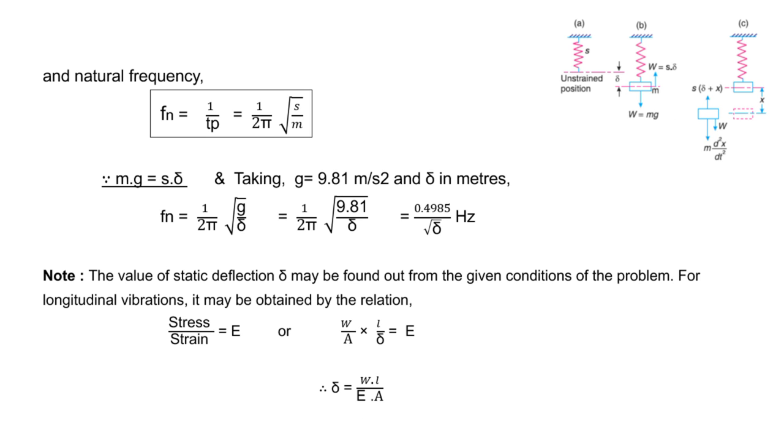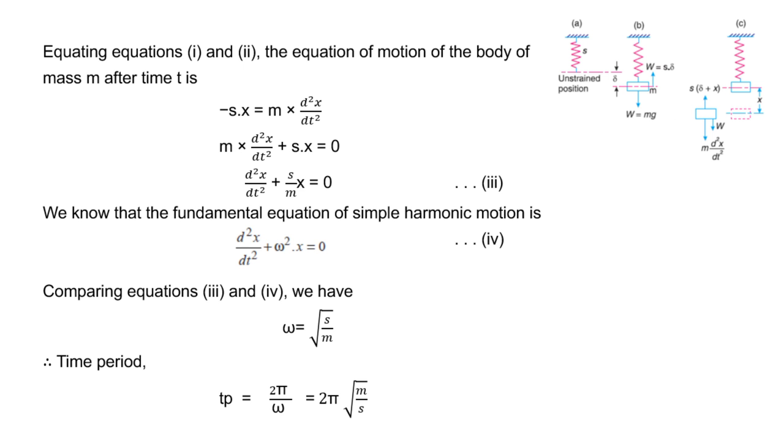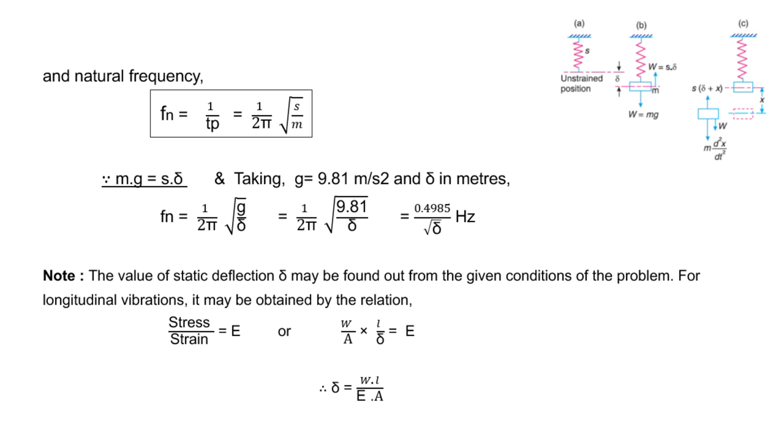Frequency, natural frequency, you know that it is the reciprocal of time period. Remember that time period you have just now found is 2 pi into square root m by S. Frequency is now the reciprocal of that time period, that is 1 upon 2 pi square root S by m. Remember this formula. This is the formula for natural frequency of longitudinal vibration. Fn is equal to 1 upon 2 pi square root S by m, or Fn is equal to 1 upon 2 pi square root K by m.